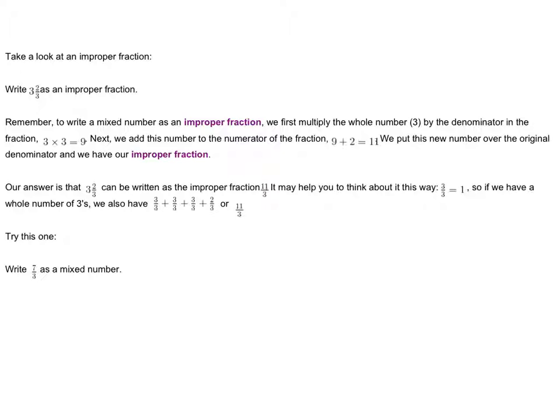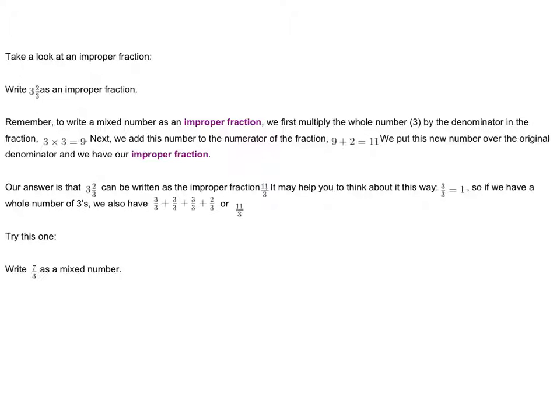It may help you think of it this way. If 3/3 is 1, and we have a whole number of 3's, we also have 3/3 plus 3/3 plus 3/3. That gets us that whole number of 3 plus the 2/3, and we add our numerators. 3 plus 3 plus 3 plus 2 gives me 11.